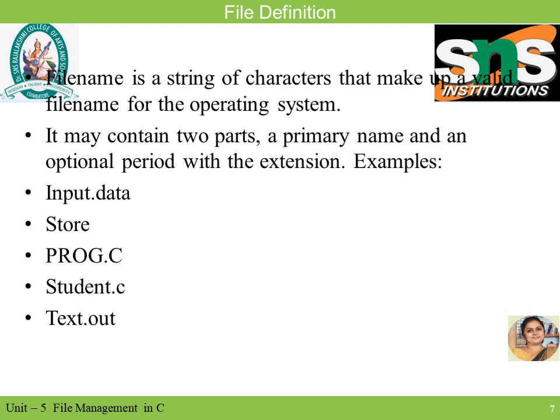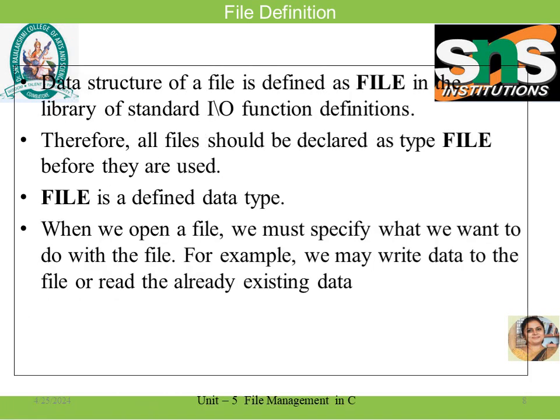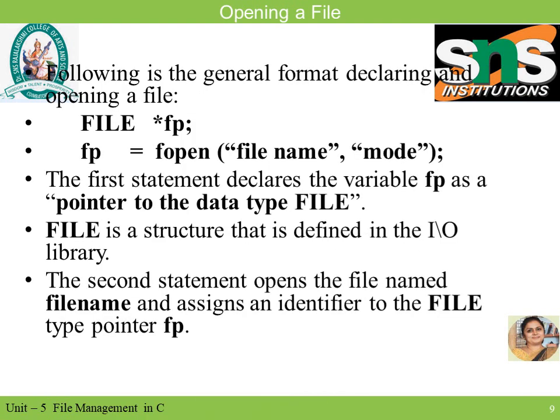Examples: input.data, store, programming.c, student.c, and text.out. The data structure of a file is defined as FILE in the library of standard input-output function definitions. Therefore, all files should be declared as type FILE before they are used. FILE is a defined data type. When we open a file, we must specify what we want to do with the file. For example, we may write data to the file or read the already existing data.